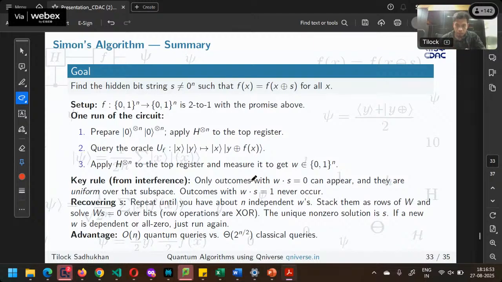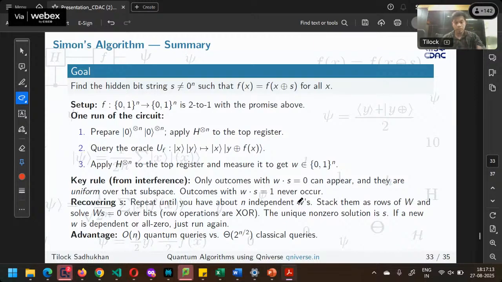In this way, we are creating a homogeneous system, and if we solve it using Gaussian elimination, we are essentially getting the final hidden bit string that we are looking for.